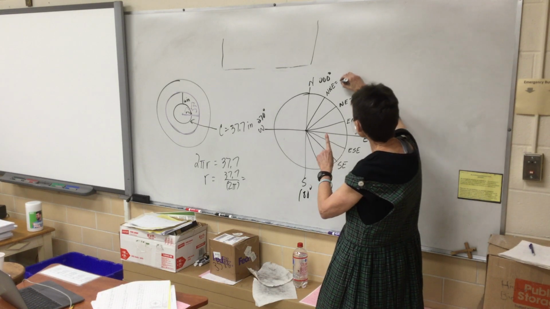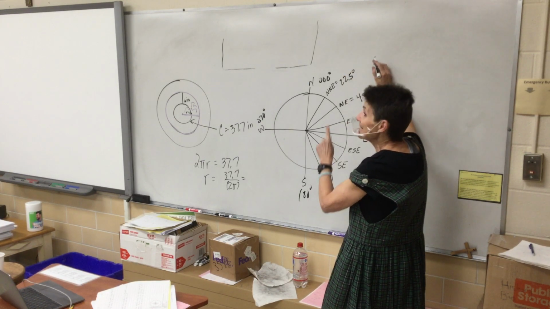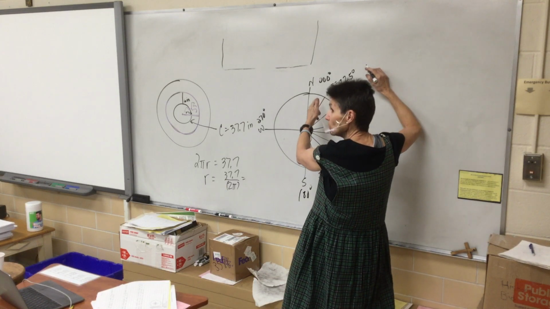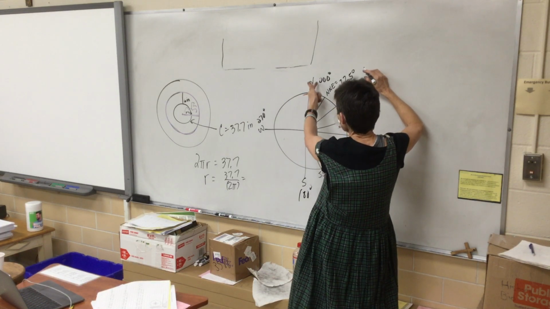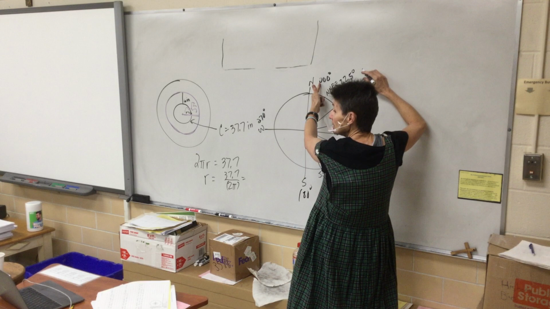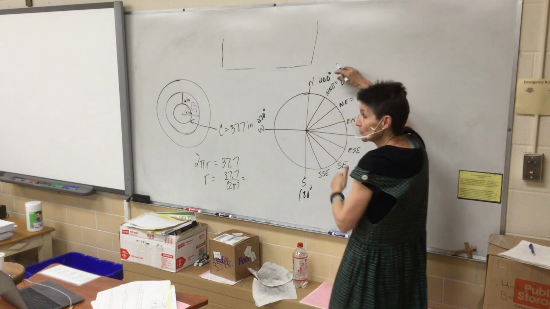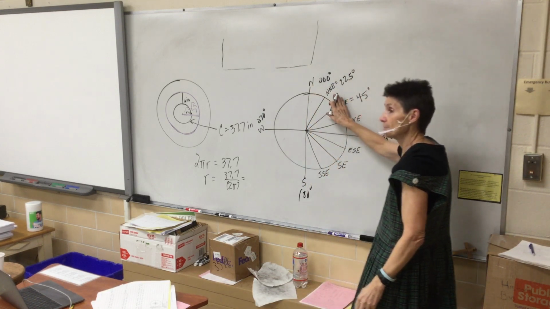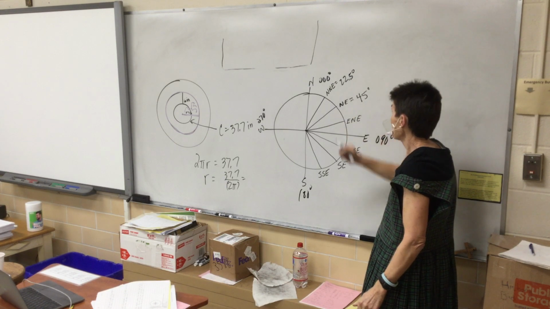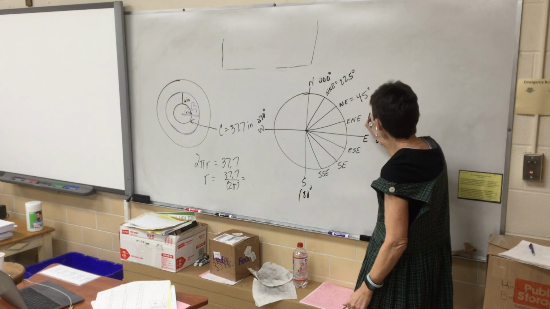67.5. North-northeast is 22.5. In standard position, it would be 67.5, but in navigation, it's measured from due north. So you're going 22.5 degrees from due north. This one would be 67.5.